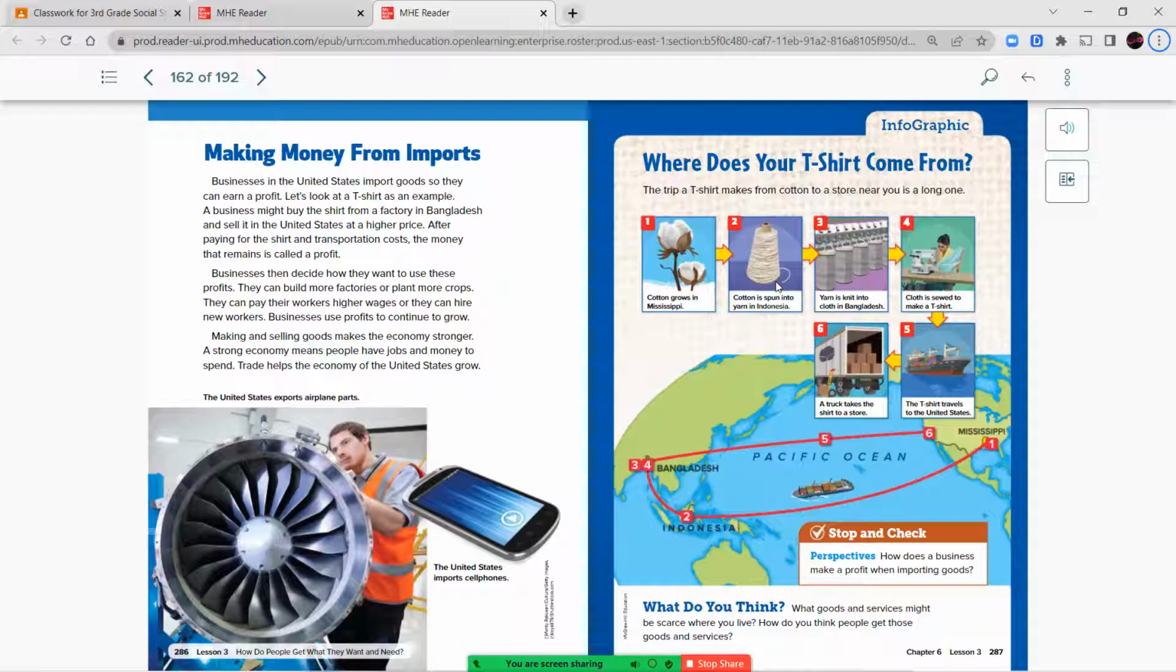Where does your t-shirt come from? The trip a t-shirt makes from cotton to a store near you is a long one. Cotton grows in Mississippi. Cotton is spun into yarn in Indonesia. Yarn is knit into cloth in Bangladesh. Cloth is sewn to make t-shirts. The t-shirts travel to the United States and a truck takes the shirts to a store. So you can see this is a very long process.